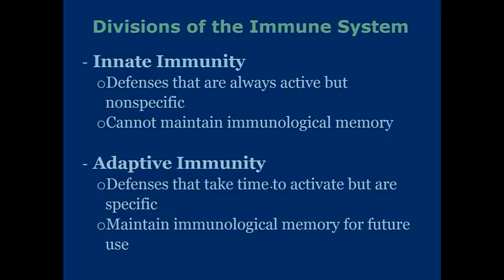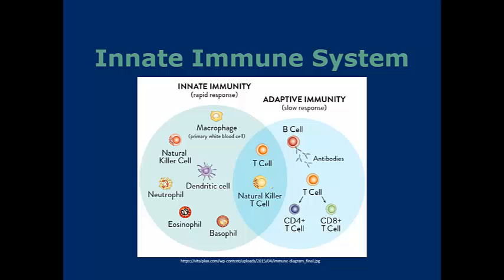The innate immune system, innate immunity, are defenses that are active but non-specified. Because of this, they can't maintain immunological memory. Adaptive immunity, on the other hand, is one that takes time to activate, but are specific to antigens and pathogens. They maintain immunological memory for future use. If you're wondering, this is how vaccinations work. Of those two divisions, let's go into the first one in a little bit more detail.